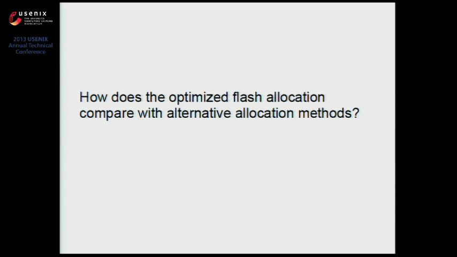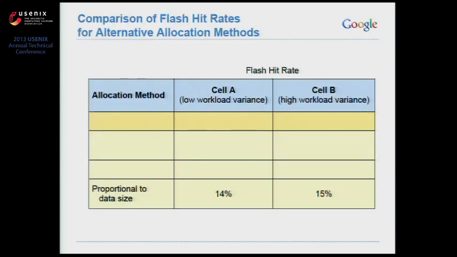Now I have some comparison with alternative allocation methods. How do the optimized results compare? So we took here 2 cells. The first cell has low workload variance, so the workloads are all pretty much the same. The last one has a higher workload variance. And the first thing we did is that we simply allocated the flash in proportion to the total data size of the workload. So you can see the flash hit rate here, 14 and 15%.